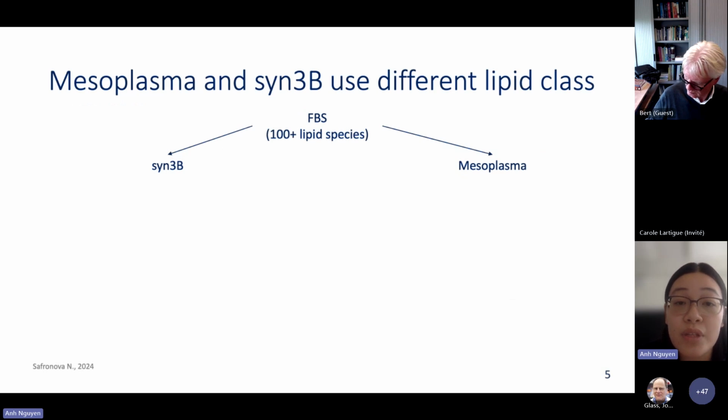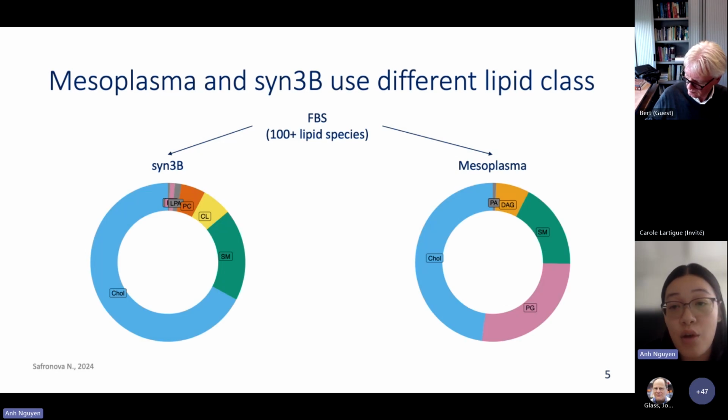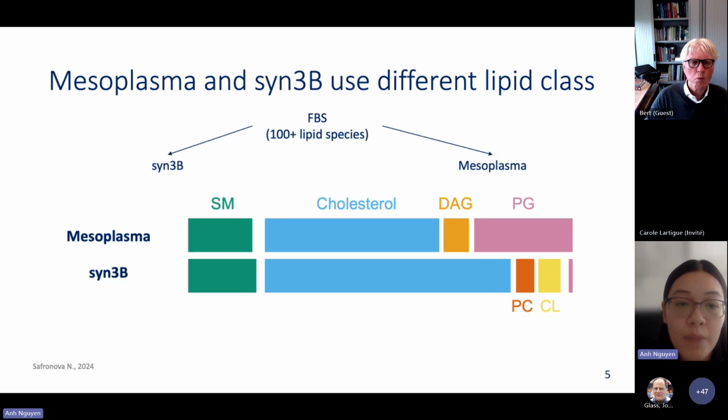So we tried to look into that by feeding them both serum, a very complex lipid profile, and looking into the distribution of lipid over different classes. And this is how the lipid distribution looks. From the first glance, you can already see they have different colors, which denote different lipid classes. And I can put them like this, maybe it's easier for you to see that even though they have some similarity, like they both use sphingomyelin, or SM here, and cholesterol, the amount of PG is different for the 2 organisms.